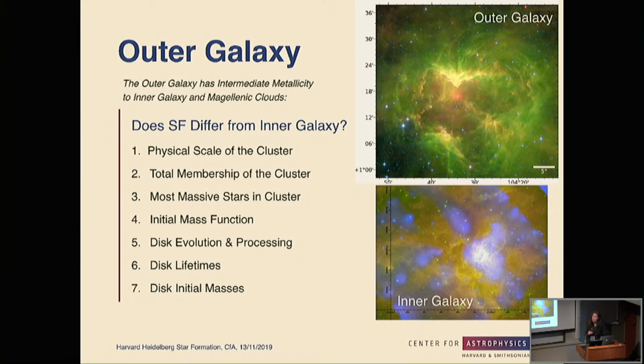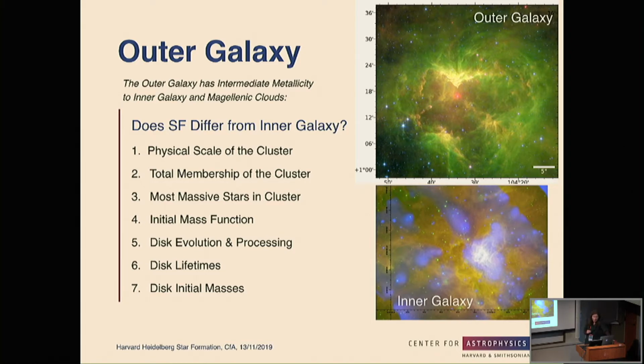Okay, so why are we interested in the outer galaxy? How do we find that star formation may differ from what we know in the inner galaxy? We usually study things like Orion or Gould's Belt, things that are relatively nearby. We know that the outer galaxy has an intermediate metallicity value between the inner galaxy and the Magellanic Clouds. So this is kind of our reason for looking in this direction, to see what's out there and to see if it in any way differs.